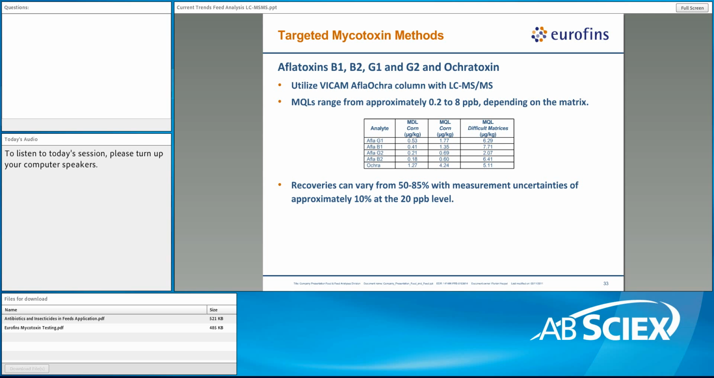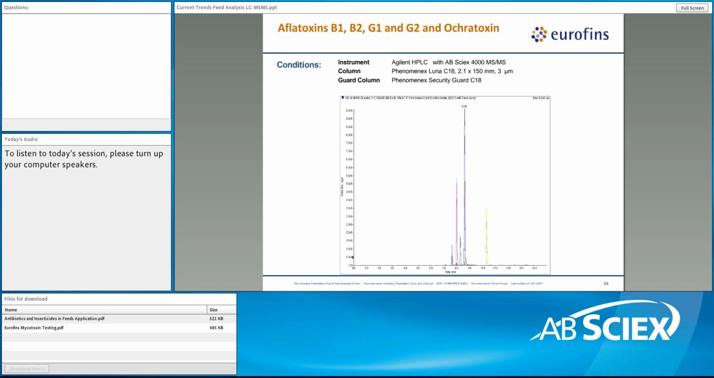Matrix-matched standards are obviously very useful in this type of analysis, as we do not use internal standards for the particular mycotoxins as is done in the Romer method. An example chromatogram of the aflatoxin series and ochratoxin is given here. As you see, very nice sharp peaks in this column, as well as good sensitivity at these levels.